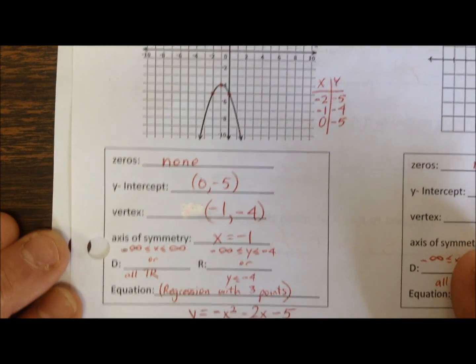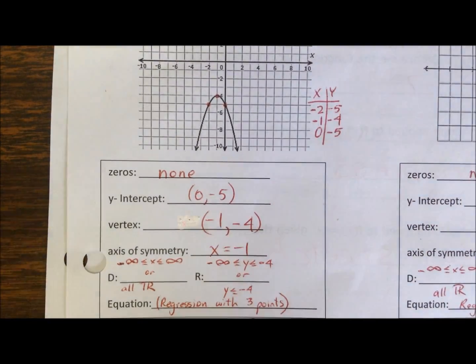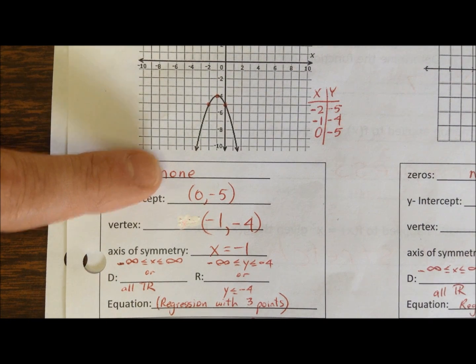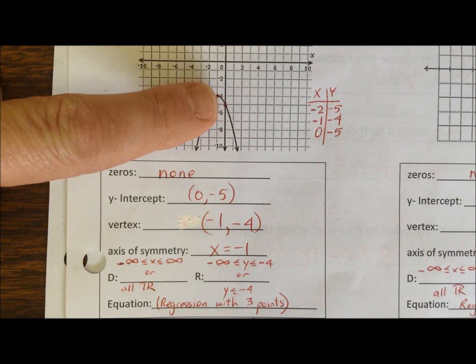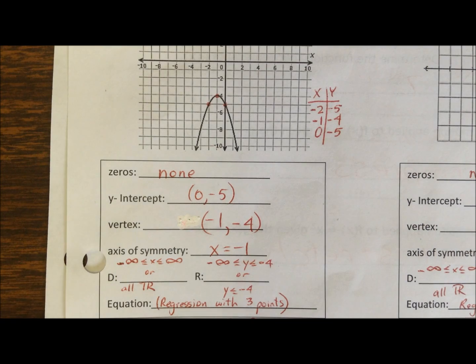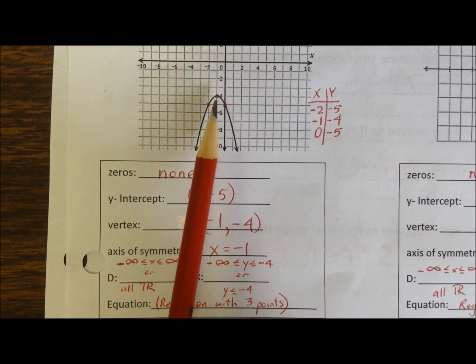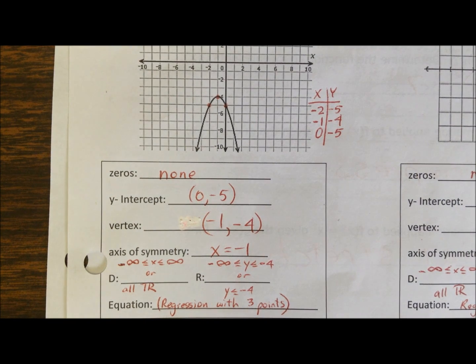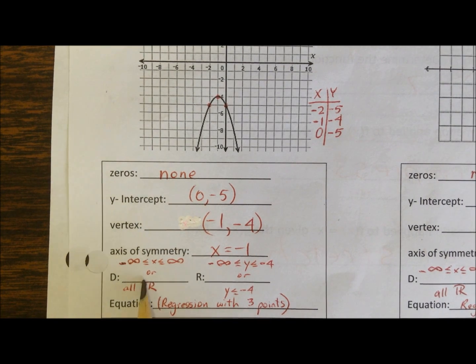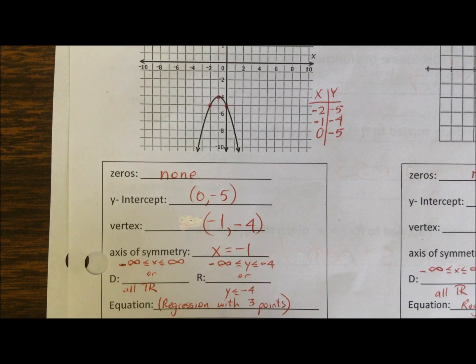All right, the next one, we're just going to do some observation. Zeros, does it cross the x-axis? It does not. We have the y-intercept as (0, -5) by simple observation. The vertex, the highest point, is (-1, -4), as is the axis of symmetry, x equals -1. We have our domain, all real numbers, and the range, all real numbers less than or equal to -4.